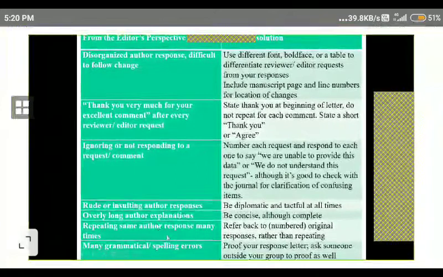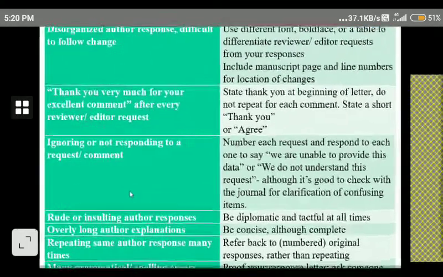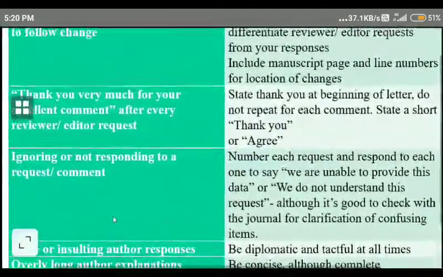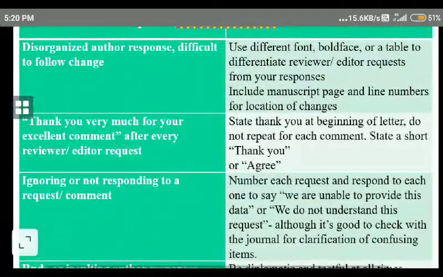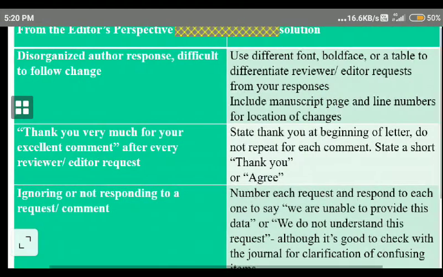Overly long author explanations. So many times you feel that two reviewers ask the same questions. If you have that kind of situation, there's no need to repeat the same answer. You can just point to the previous answer, rather than repeating the same response.